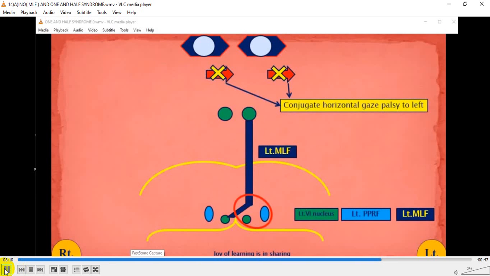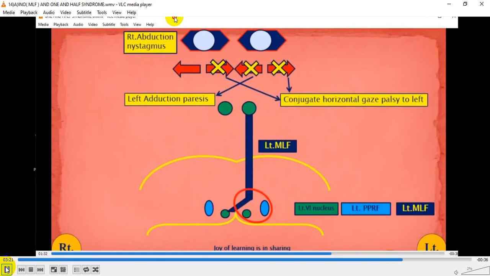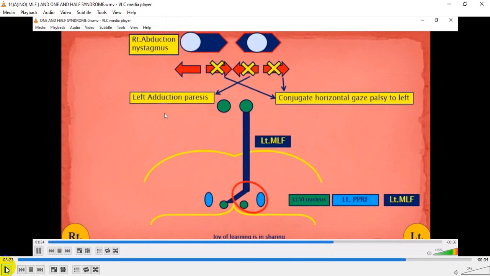Plus you will have an involvement of the left medial longitudinal fascicle. That means when you are asking the person to look to the right side, the left eye cannot adduct. You can see that now. The right eye will abduct, and during that abduction there will be nystagmus. You can see that there will be nystagmus.